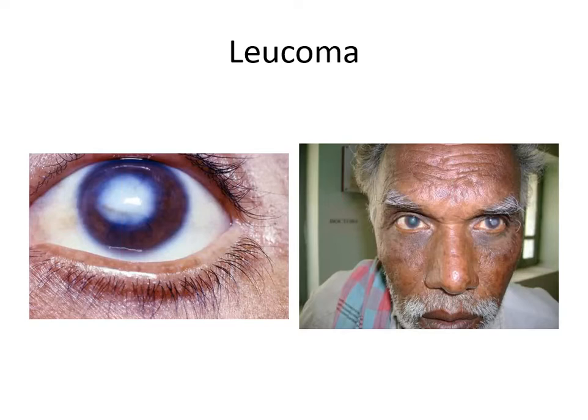Okay. So you should tell something. AC is uniformly deep in this case. That's why it is not adherent leukoma. In adherent leukoma, the iris will get attached to the posterior surface of the cornea. How adherent leukoma forms? Then they will ask.